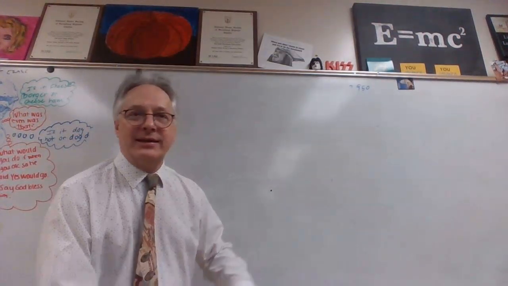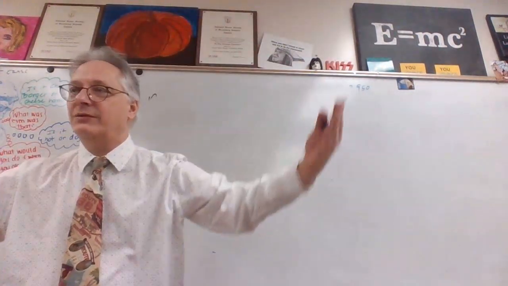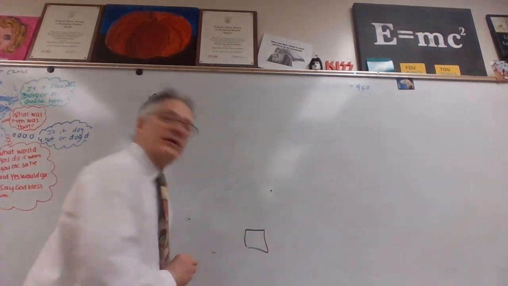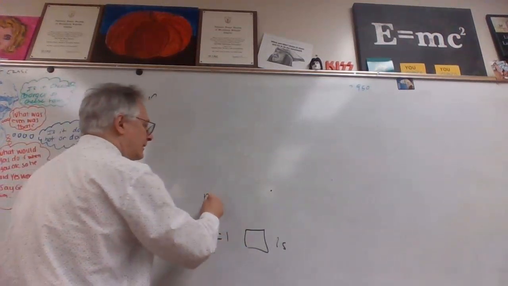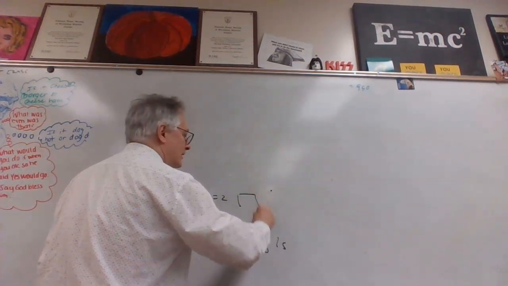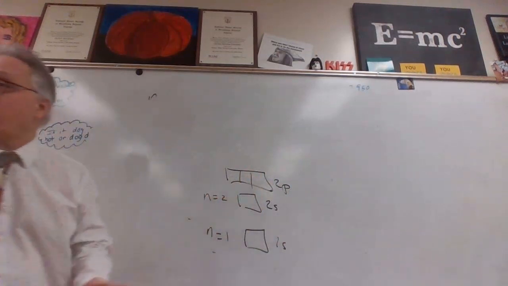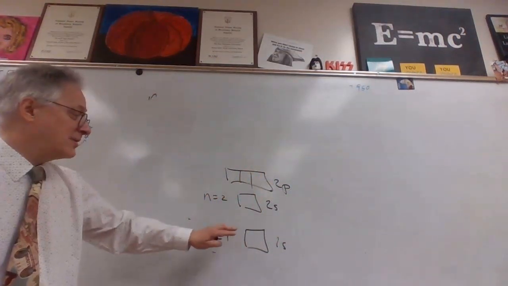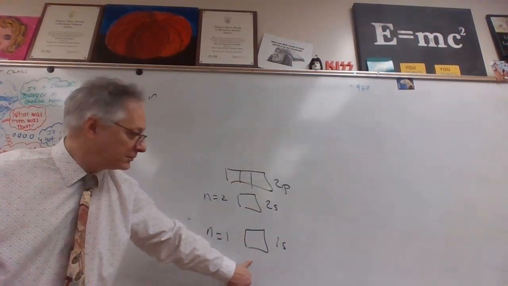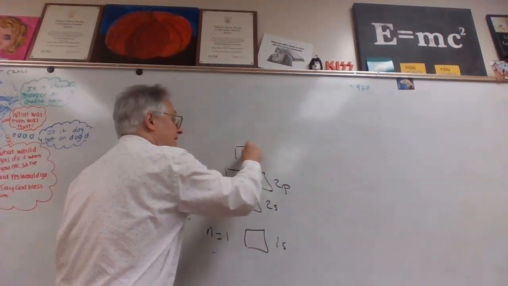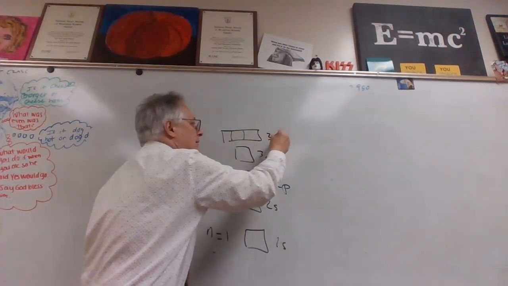So the bottom line is, just picture the box diagram. Remember, n equals 1, I've got the 1 orbital, the 1s. I go up to n equals 2, then I've got the 2s orbital, and then I've got the 2p orbitals. You must remember this: the s orbitals have 1 orbital in the set. Doesn't matter if it's a 3s, there's only 1 of them. The p orbitals have 3 in a set.